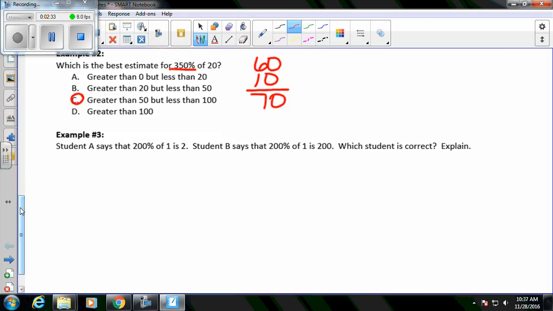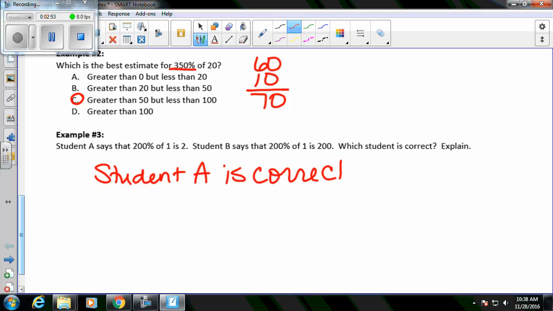Student A says that 200% of 1 is 2, which we just proved a few minutes ago. Student B says that 200% of 1 is 200. Which student is correct? Like we just said earlier, student A is correct. Of 1, I double it, is 2. Okay? 200% of 1 is 2 because 200% is 2 times the whole number of 1.